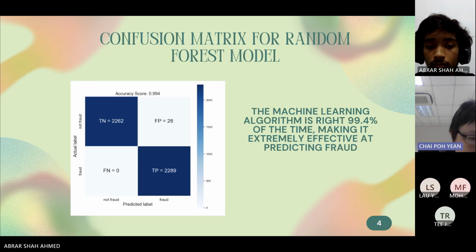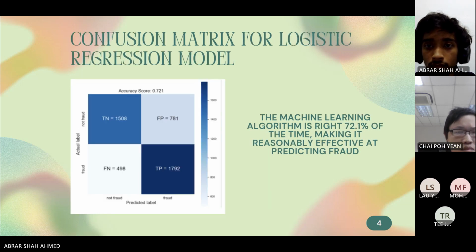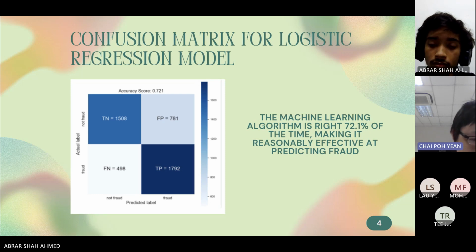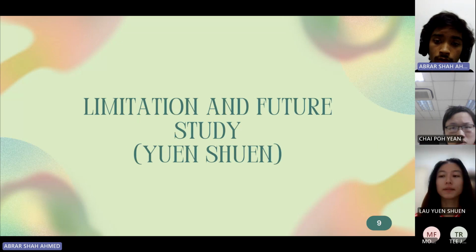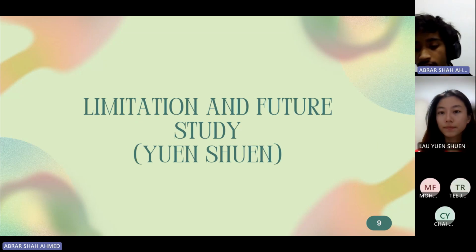Okay, for the random forest model, we have a very similar result. The machine learning algorithm is also right about 99.4% of the time, making it very effective at predicting fraud. And lastly, for the logistic regression model, we find that the algorithm is only right 72.1% of the time. So it's not as good as the random forest and decision tree models, but it's still reasonably effective at predicting fraud. Now I'll pass it on to Yunshen for limitations and future study.